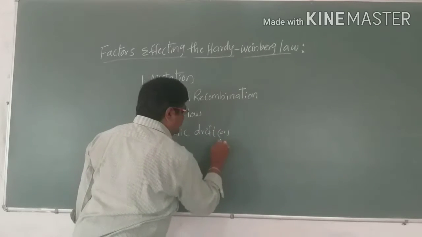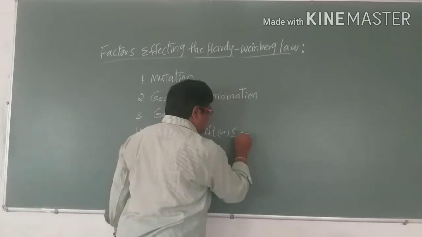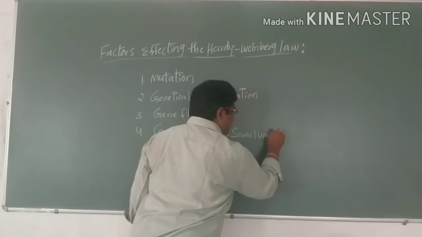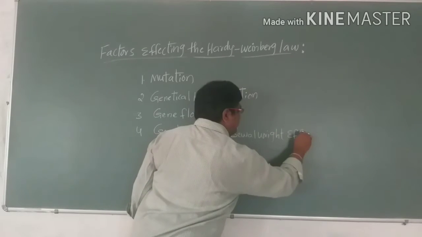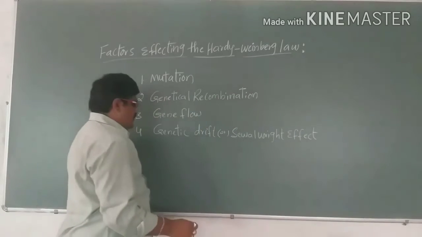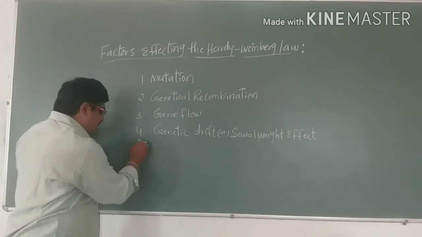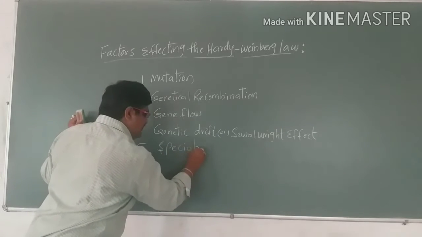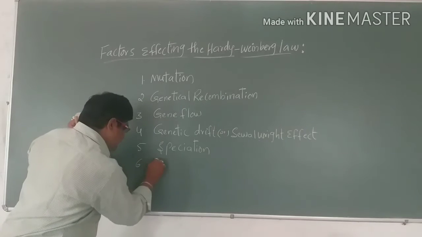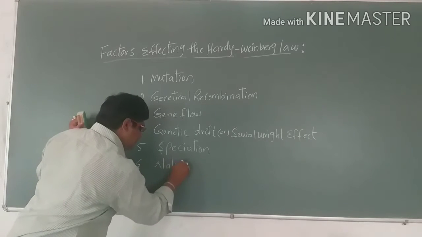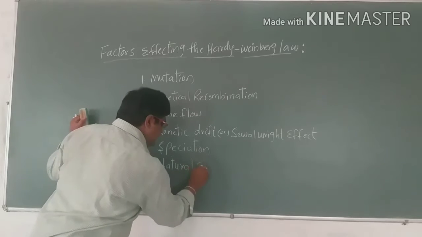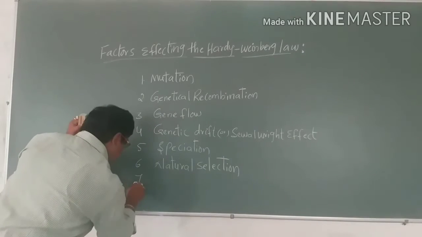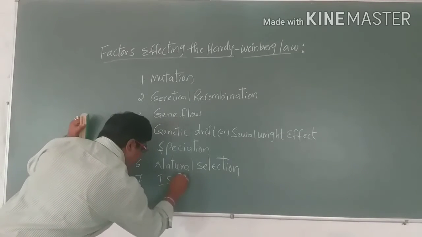Or otherwise we can write Sewell-Wright effect also. And the fifth one is speciation. And the sixth one is natural selection. And lastly, that is isolation.